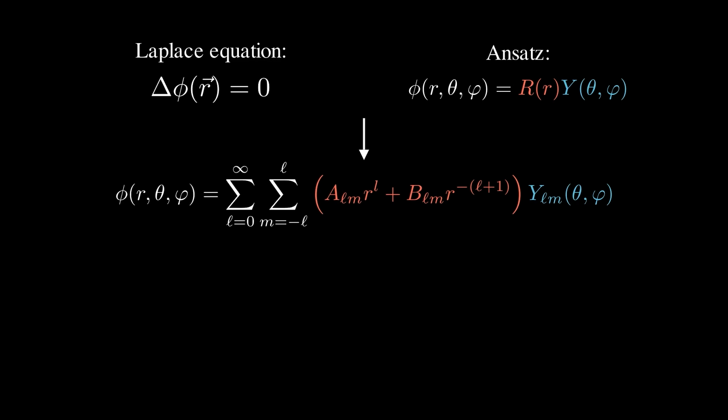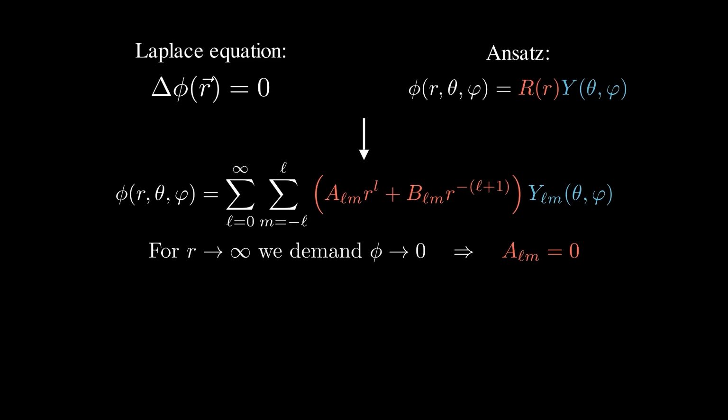In the case of electric and gravitational fields, we want our field to go to 0 as we go to infinity. In order to achieve this, our constants ALM have to be 0, because otherwise we would have terms that grow with increasing radius as r to the power of L.